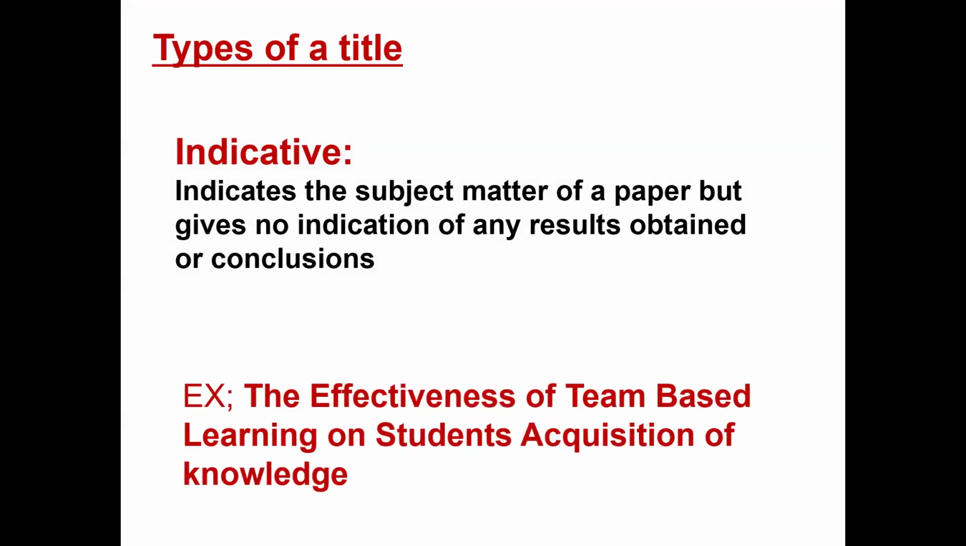This is an example of an indicative title: the effectiveness of team-based learning on student acquisition of knowledge. When I read this title, I will know that the researcher is going to test team-based learning on students, and he's going to measure the level of acquisition of knowledge in his students. So this is indicating what the researcher is going to do.